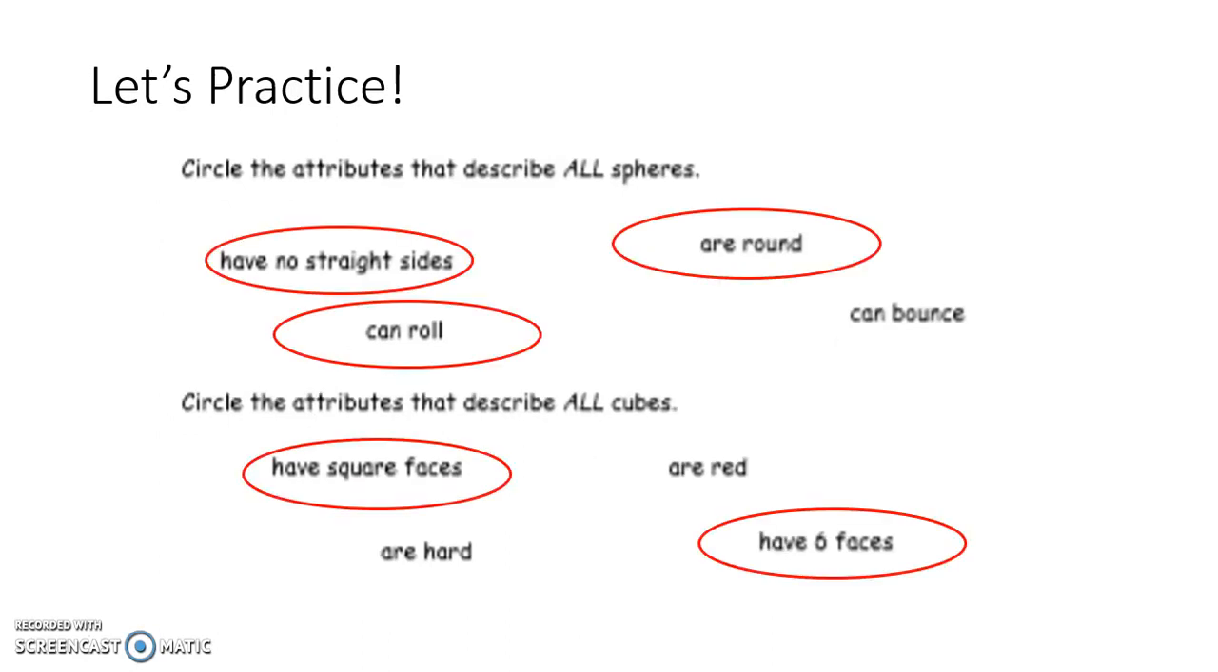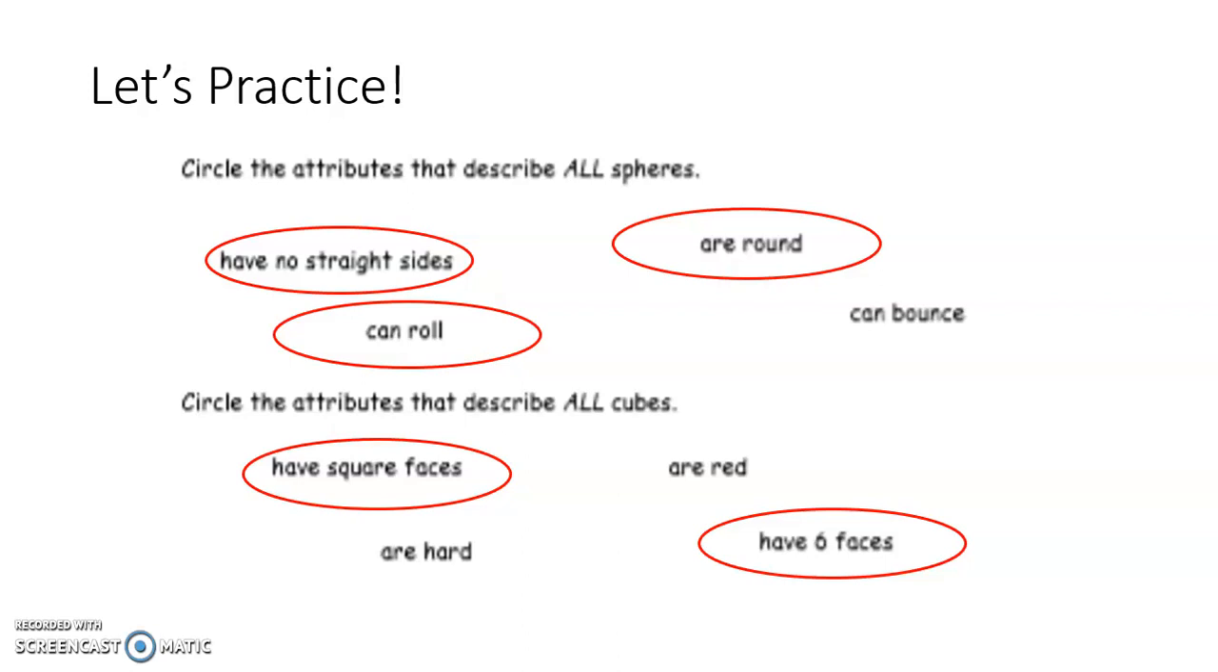So, does a sphere have no straight sides? That is correct, so we can circle that. No sphere will have a straight side. Can they roll? Yes, think of a ball. A ball is a sphere, so it rolls. Are they round? Yes, they are round. Can they bounce? Nope, not all spheres can bounce.